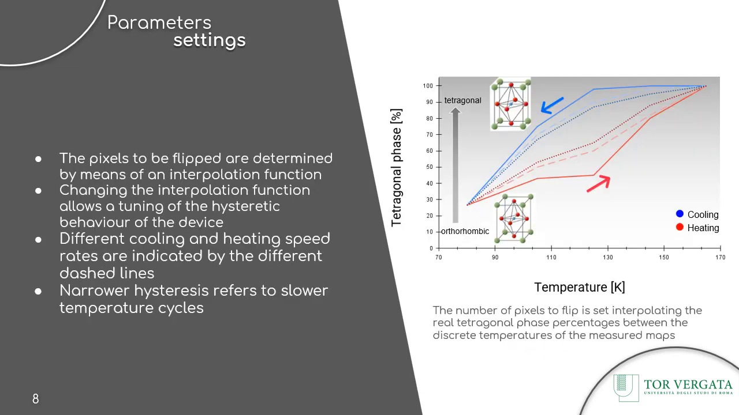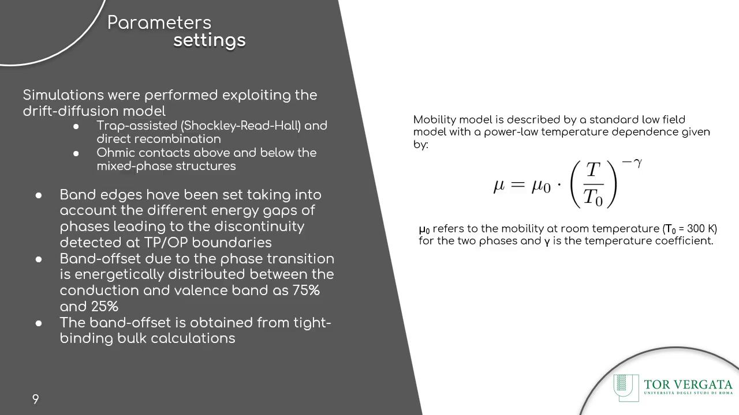To generate a map at a given temperature, the tetragonal phase percentage at that specific temperature has to be calculated. To do so, the amount of pixels to be flipped is set by performing a linear interpolation between the XRD tetragonal phase percentages. The different dashed lines indicate the different temperature rates. It is noticeable that a slower cooling and heating cycle leads to a narrower hysteresis. So by changing the interpolation function, it's possible to tune the hysteretic behavior of the device.